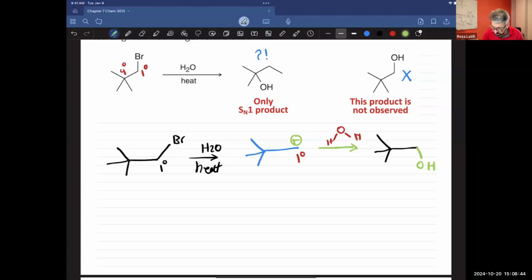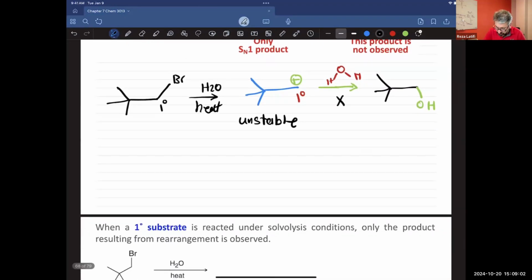Why is it not going to happen? Because you have a primary carbocation. This one is really unstable. Because it's unstable, it will go through rearrangement before actually reacting with the nucleophile. So I'm going to say this pathway is not going to happen, and now we're going to go through rearrangement. When we go through rearrangement, we will get this. Let's rearrange this methyl group and move it to the primary carbon. So we're going to move it, and we will put the methyl here.